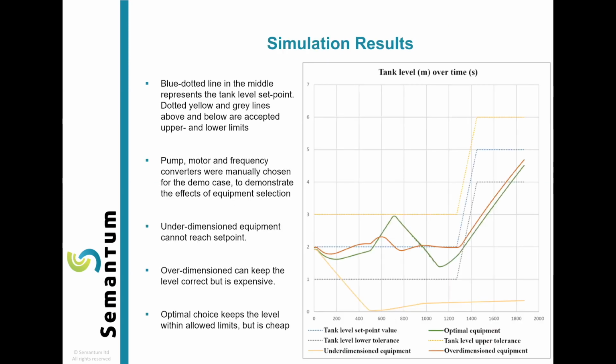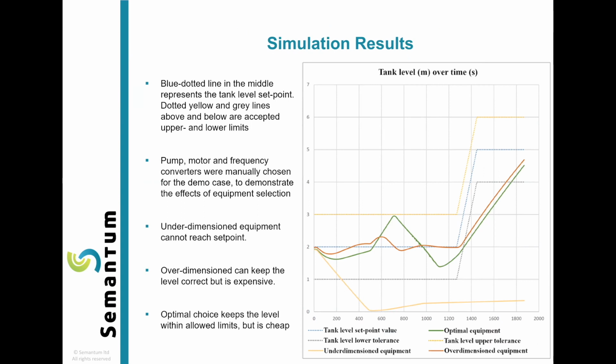And the simulation results, the blue dotted line here in the middle, you may be able to see it starts at value 2. So that's the tank level set point that we wanted to keep the liquid level at. And we have some accepted values, so upper and lower limits are the other dotted lines, the yellow and gray dotted lines, starting at 3 and 1.